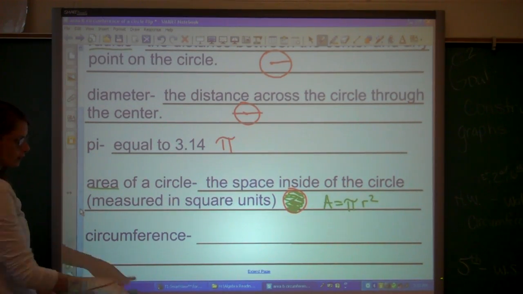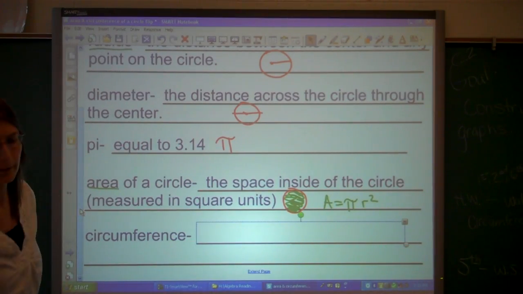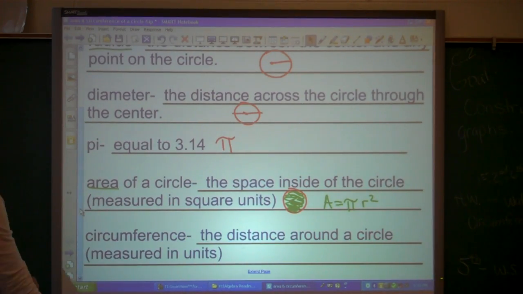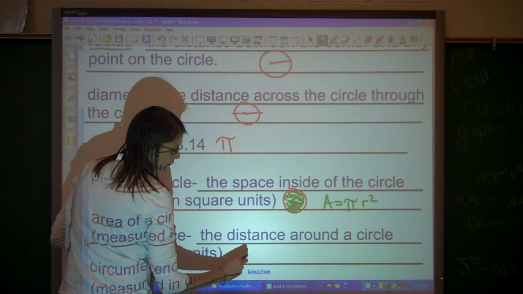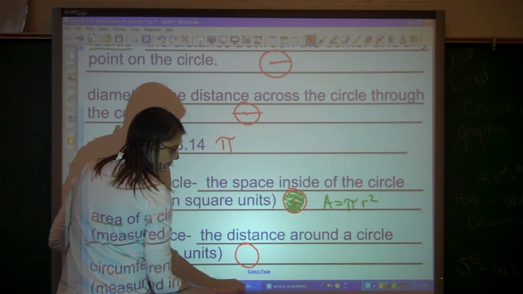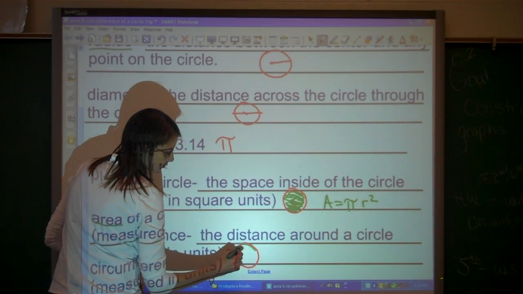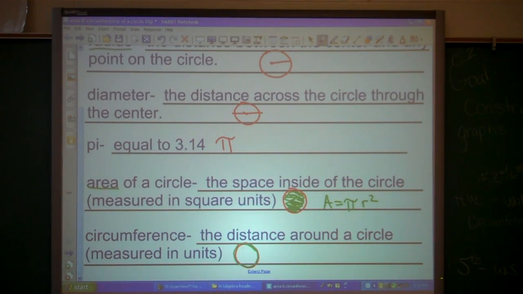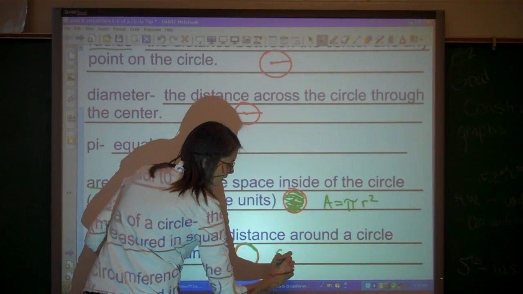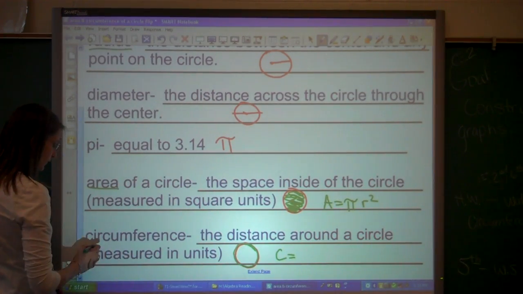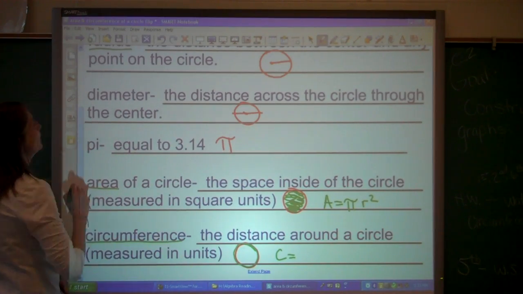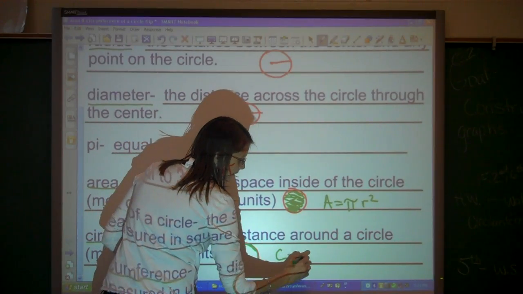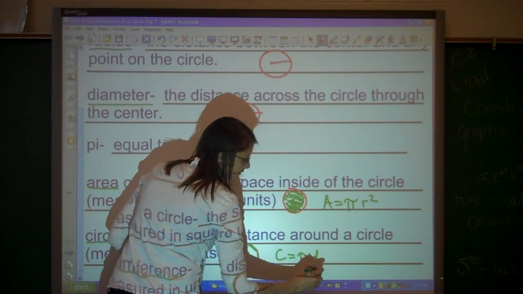The next word we need to know for today is circumference. The circumference is the distance around the circle. So if I draw my circle, the circumference is this part of the circle. And the formula for that is circumference equals, and since circumference is a long word, and so is diameter, pi times the diameter.